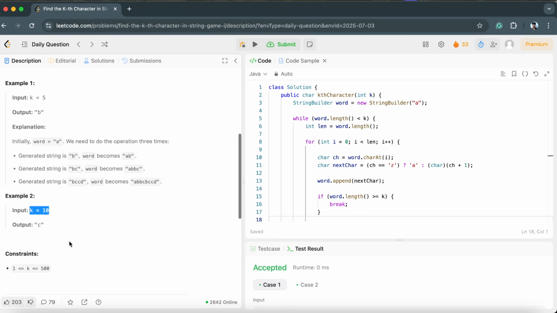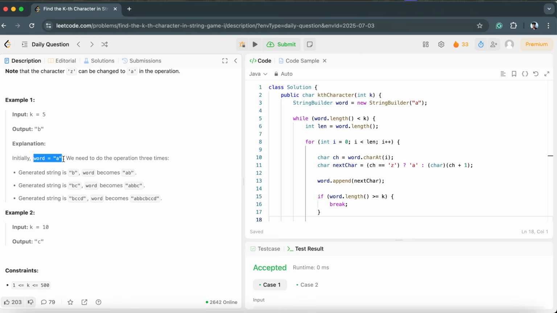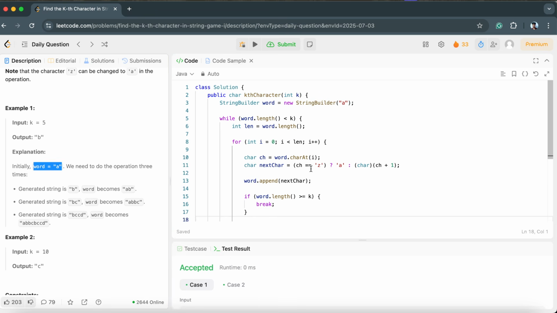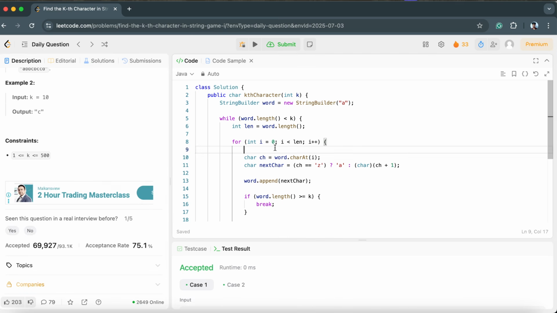If we look into the constraint, k is less than or equal to 500. So if we start building these strings, initially starting with a, and keep on building, the length of the string will reach at least 500, and we can easily get the character from it. So the simple idea that comes to mind is to build the string, because with the help of the constraint we can easily build it. First, we will use a string builder.